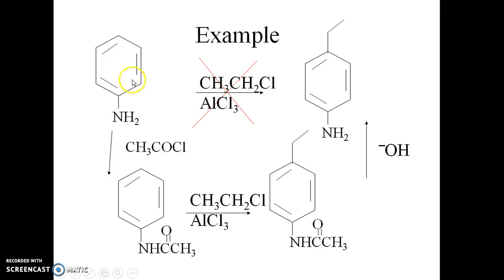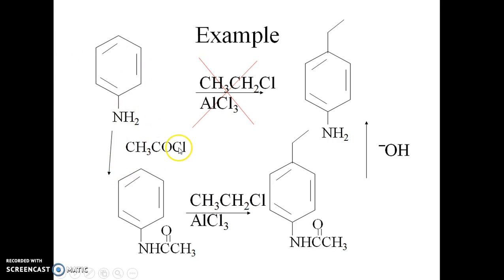Okay, this aniline cannot undergo a Friedel-Crafts alkylation like this right here. Why? Because this will alkylate this nitrogen repeatedly until it makes a quaternary ammonium salt. That's going to be deactivated then. That positive charge will make it so that electrophilic aromatic substitution cannot occur on the ring.